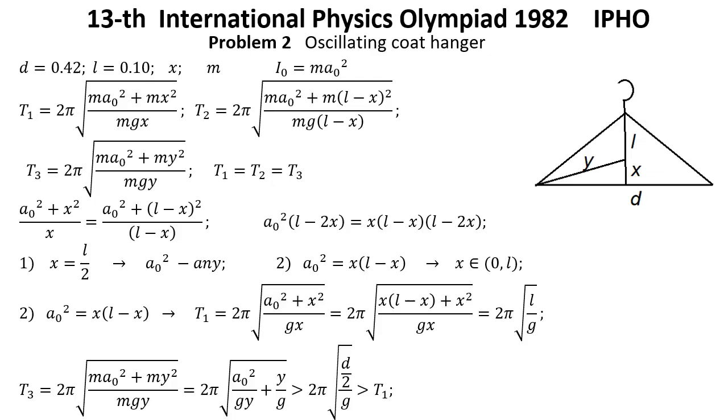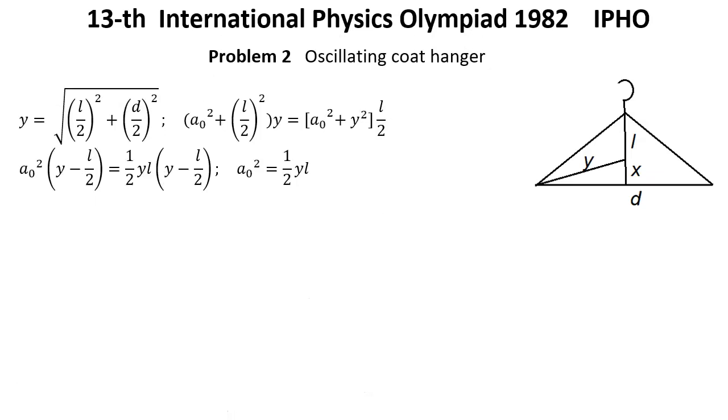Let's investigate the first case when x equals L over 2. It means that y is now equal to this expression, and after equalizing T1 to T3 we will get this equation, and after simplification, because y is not equal to L over 2, we have a0 squared equals 1/2 yL. Now we have the total expression for a0 squared.